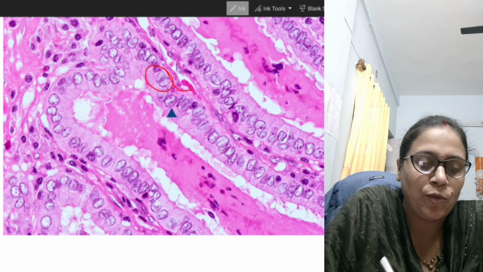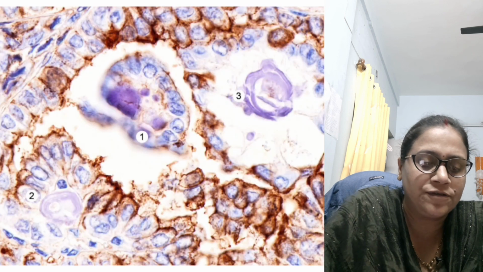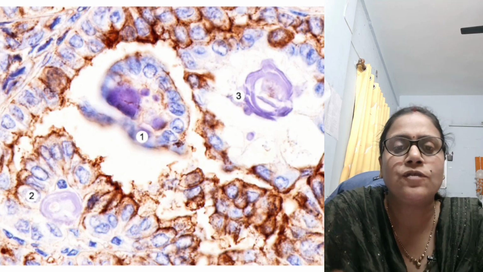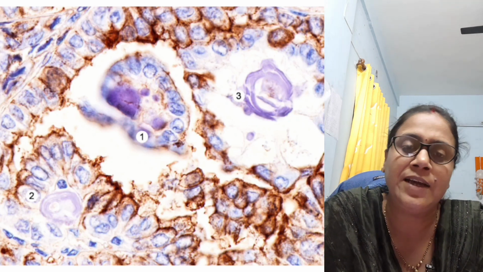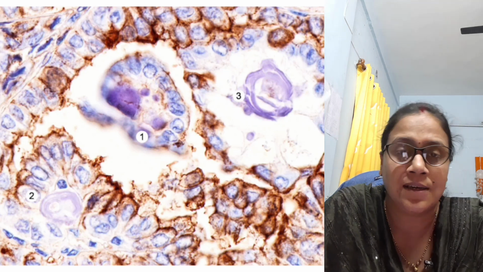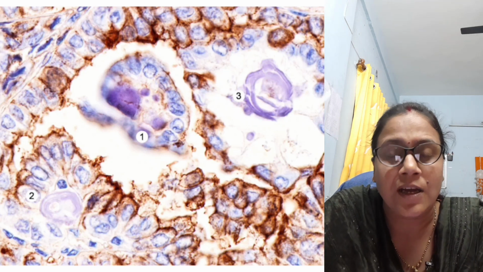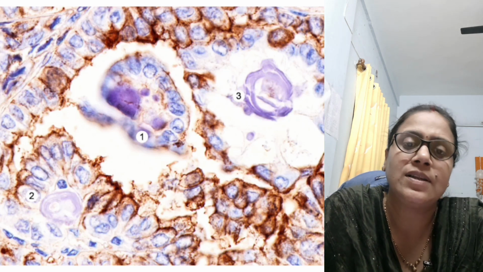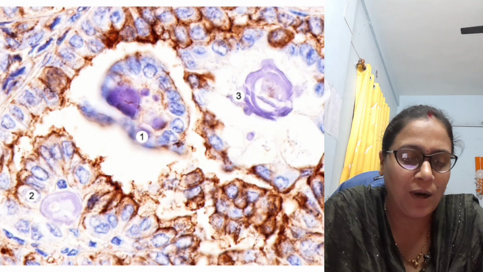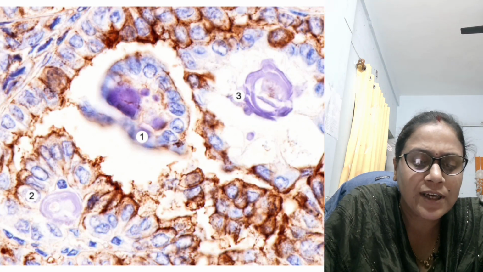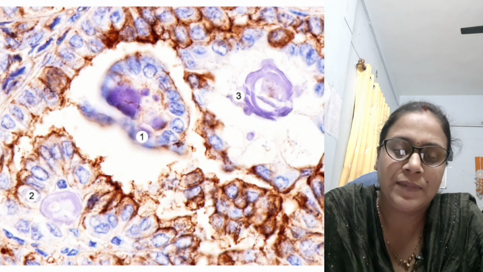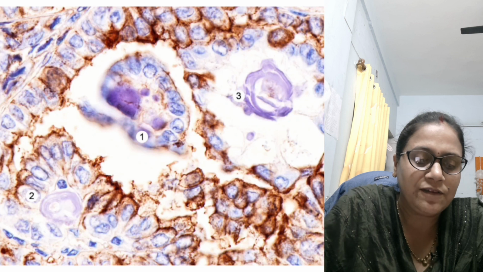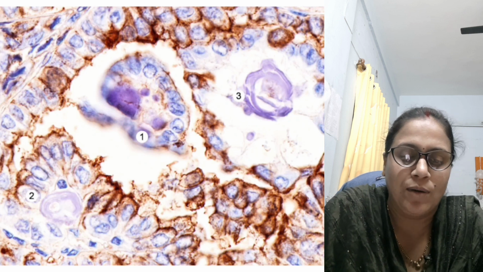Here you can see the Psammoma bodies, another important feature of PTC. Psammoma bodies are often asked in your viva. Wherever there are papillary carcinomas like papillary serous carcinoma of ovary, papillary thyroid carcinoma, the psammomatous meningiomas, these have the Psammoma bodies. So, here you can appreciate the concentric calcifications, they are Psammoma bodies. Again, you can see the various stages of formation of Psammoma bodies.